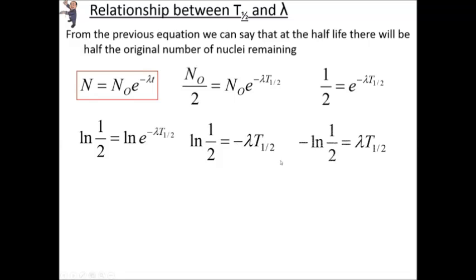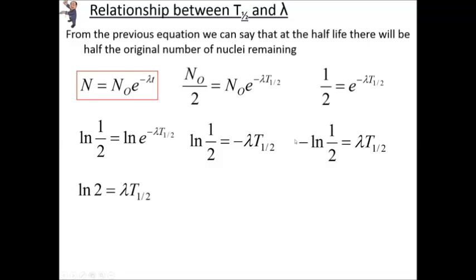N0 is going to cancel, which leaves me half is equal to e to the minus lambda T half. Let's take logs of both sides. So log of a half is equal to log of e to the minus lambda T half. Using my log laws, I'm moving this down in front of the log, and then the natural log of e just goes to 1. So I've got natural log half is equal to minus lambda T half. Moving the minus sign over, minus natural log half equals lambda T half.